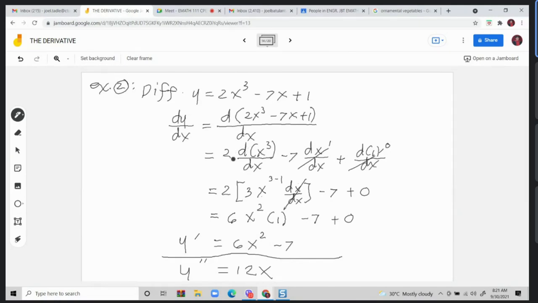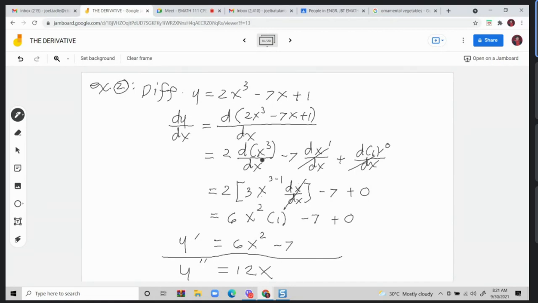So, 2 times the derivative of x cubed with respect to x, then minus 7 times the derivative of x with respect to x, plus the derivative of 1 with respect to x, which is a constant. So this is 0. Then dx over dx is 1.